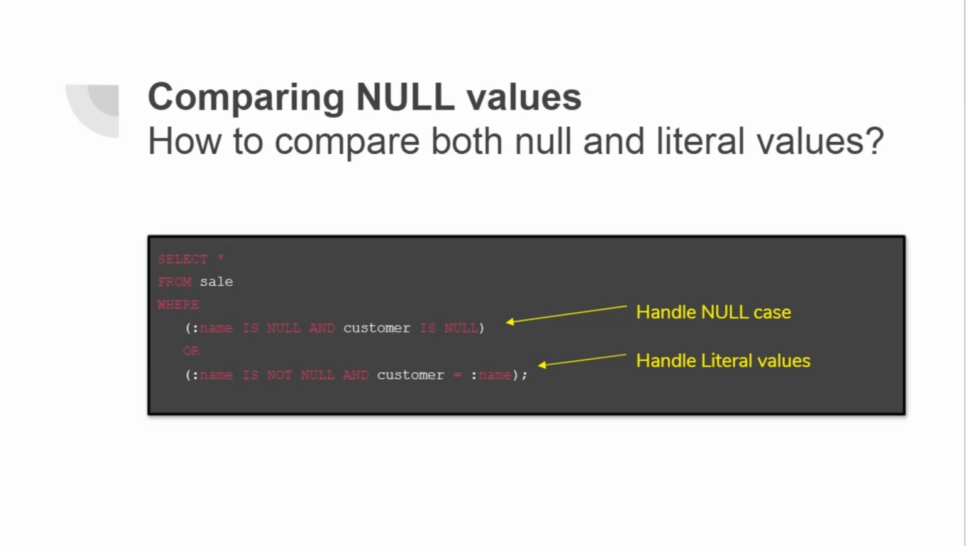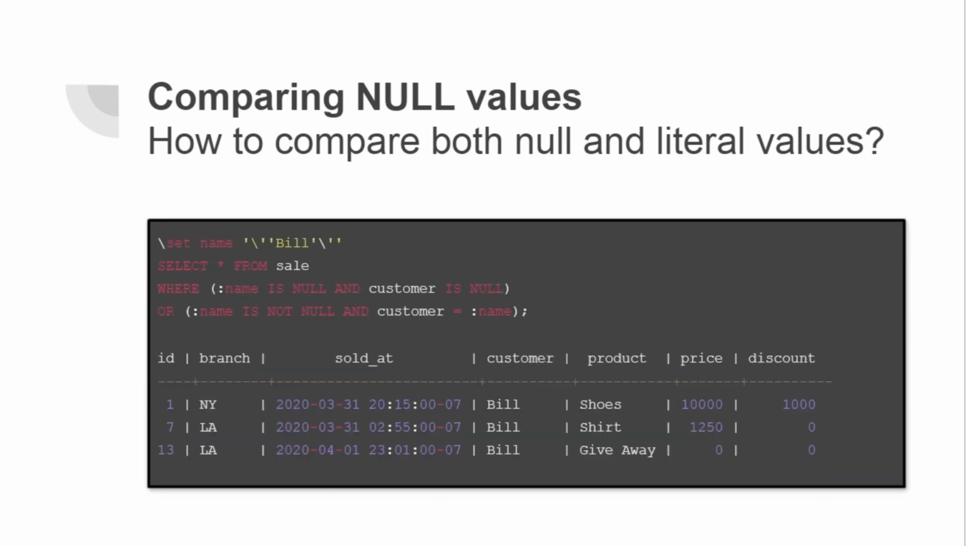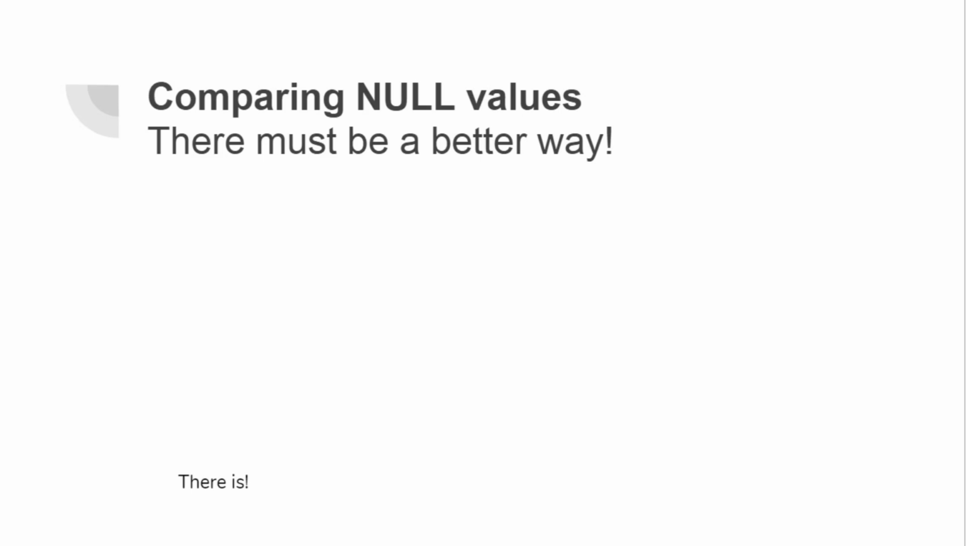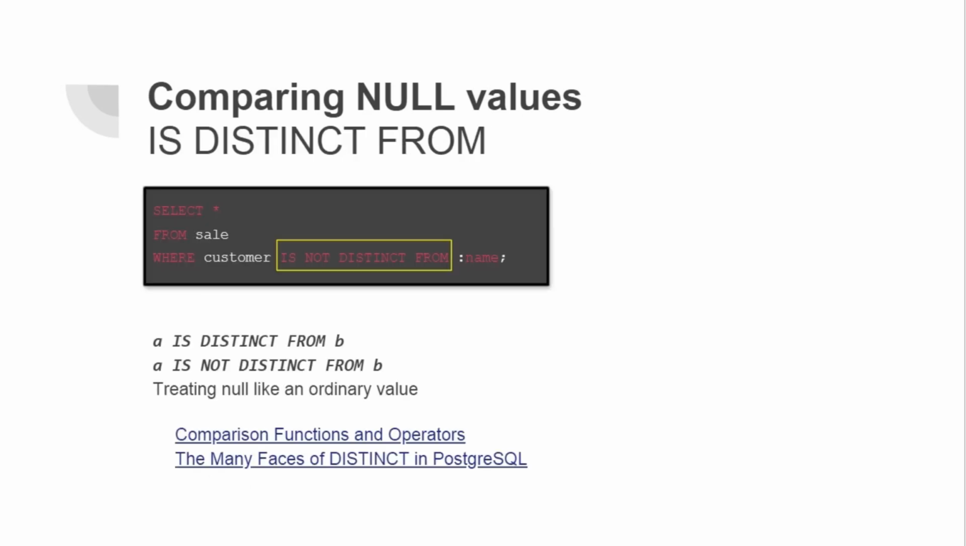So we can try and write a more complicated predicate. You can see that this is what the complicated predicate looks like. If name is null and customer is null, this is the null case. Now, if the variable name is not null, we want the customer to equal the name, right? As you can see, if we try this condition with bill first and then with null, we get the expected results. But this is very long, very complicated. There must be a better way. Well, there is.